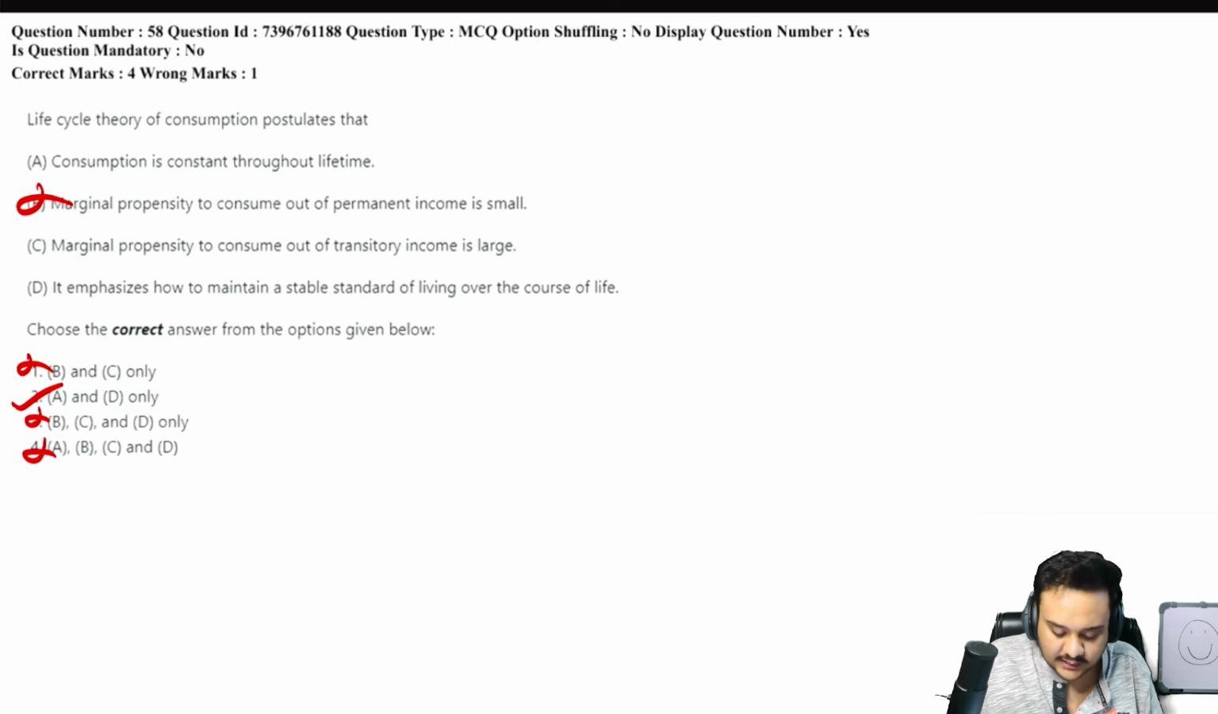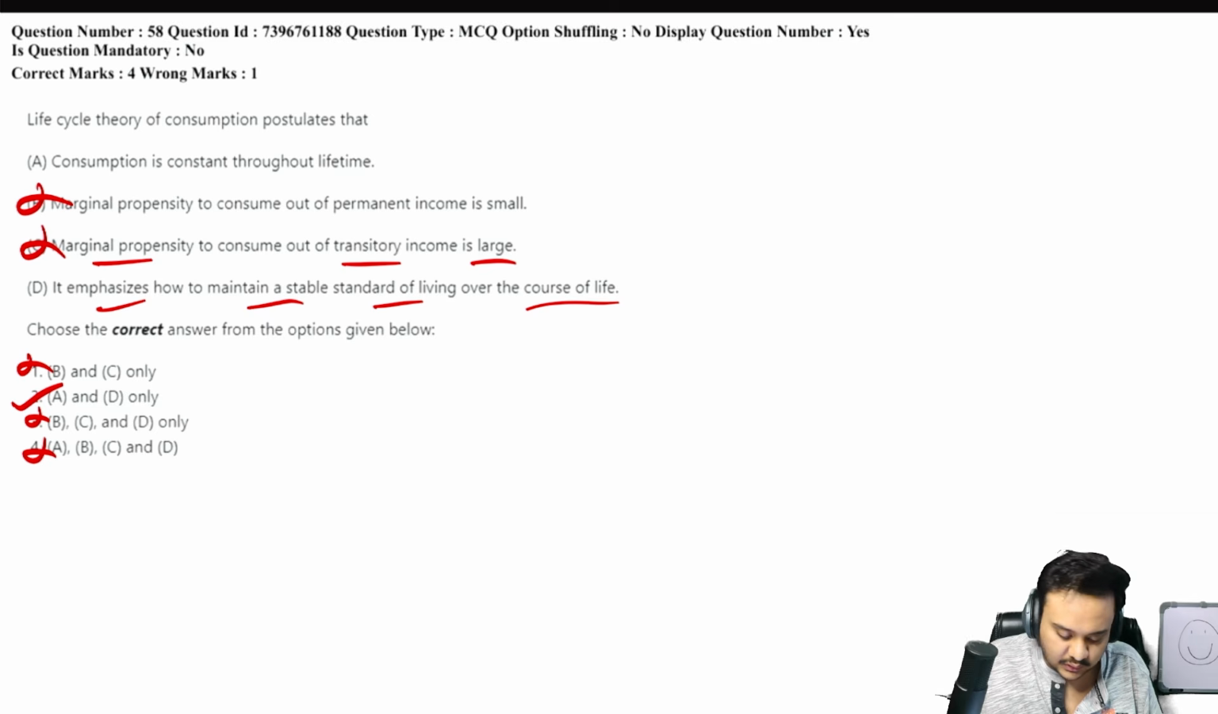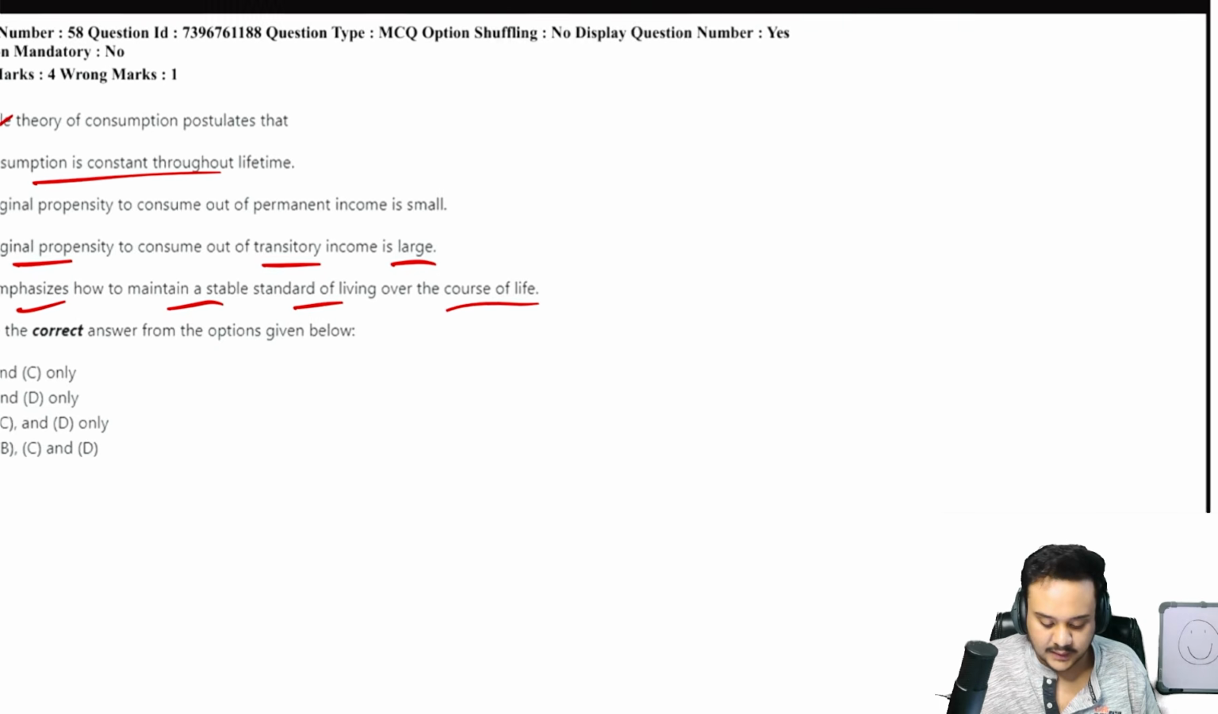But let us just read C also. Marginal propensity to consume from transitory income is large, or again the exact opposite. When you get some temporary income, you will try to save more of that. Okay, so similarly, it emphasizes how to maintain a stable standard of living over the course of life. Yes, and now if you read this again, you will feel like this is right, but not the best phrase again. Let us move on.